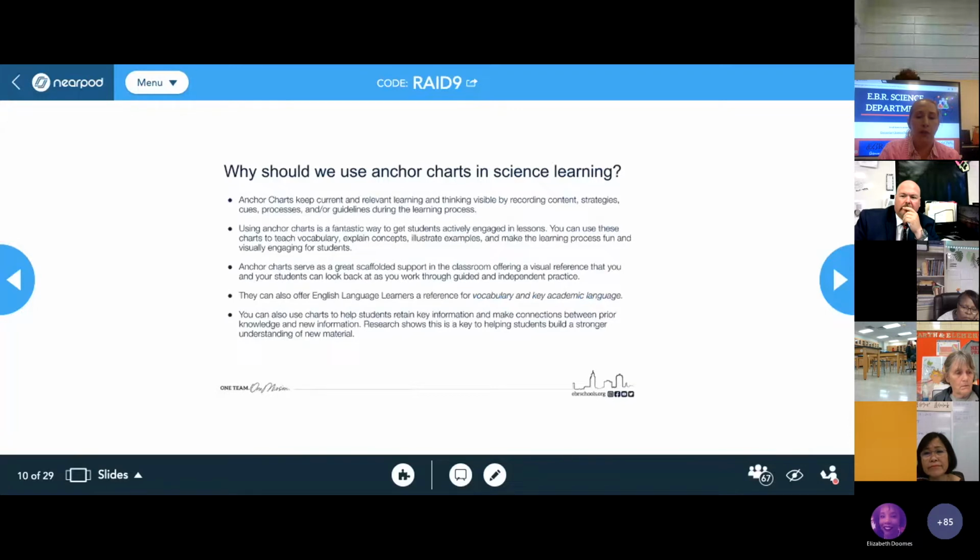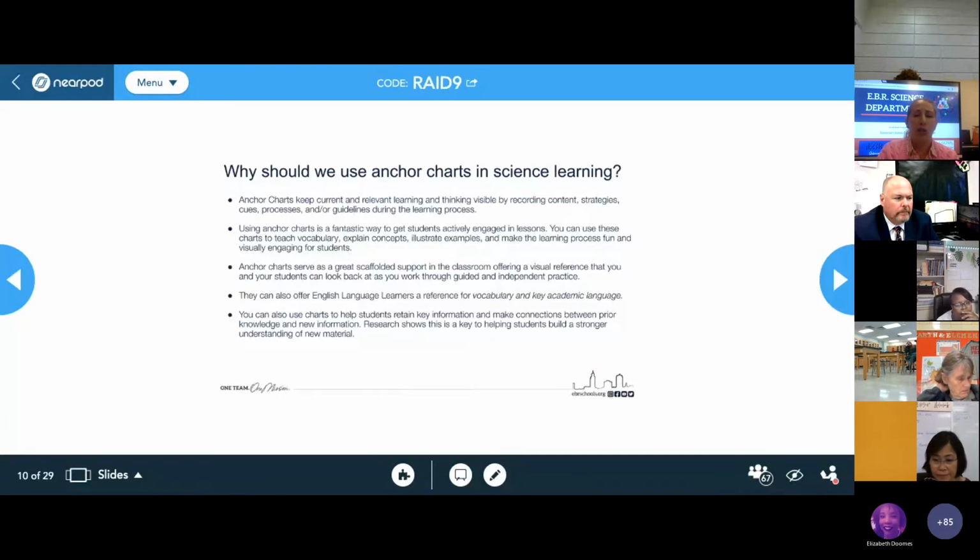But why should we use them? Well, I kind of said earlier, it gets the students engaged and they have ownership because they see their work in the classroom. But they keep learning current and relevant. So you take unit 1 down and you go to unit 2. When you're done with unit 2, you take unit 2 down and go to unit 3. So only that relevant content is up. And they record content, strategies, cues, processes about the learning process. And students love doing it. They become engaged in the lessons.